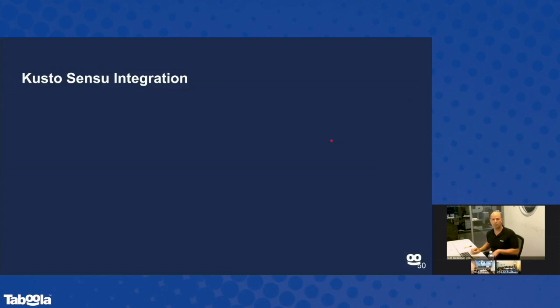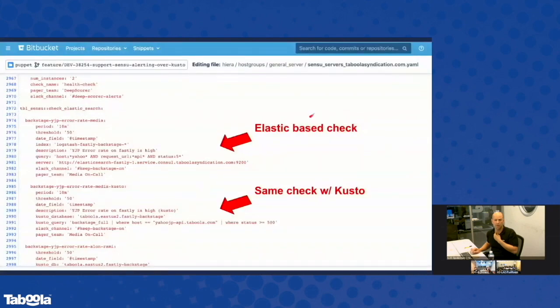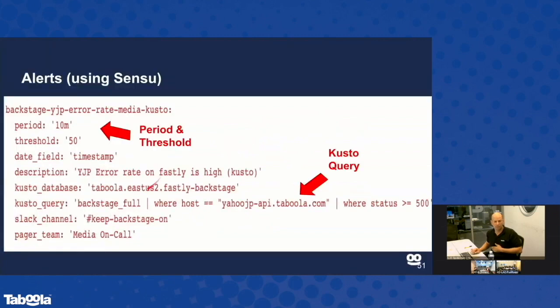In Taboola, we usually use Sensu for alerts. Do you know what Sensu is? Anybody? Yes? Good. So this is an Elastic-based check, and we can do the same check with Kusto. You see, if we go to Backstage and ask for Yahoo Japan API calls, and we get an HTTP status over 100 at least, and we get 50 of them in the last 10 minutes, a PD will be created for the media on-call team. Can you use that for raw front page? Yes.